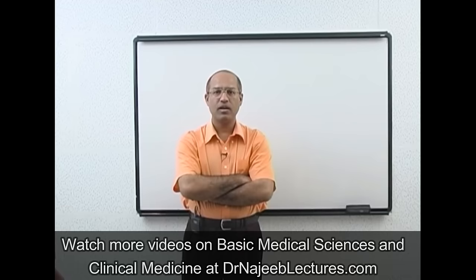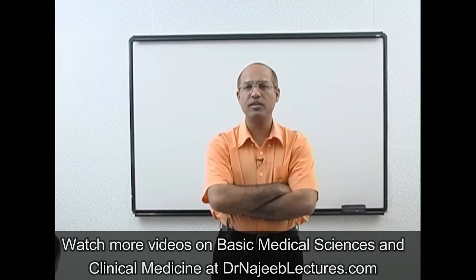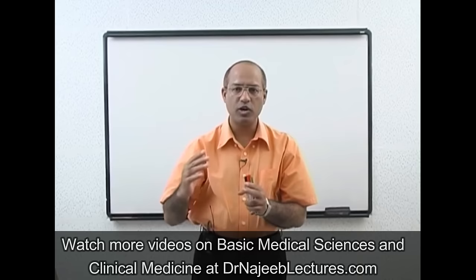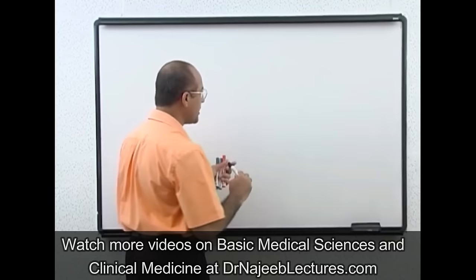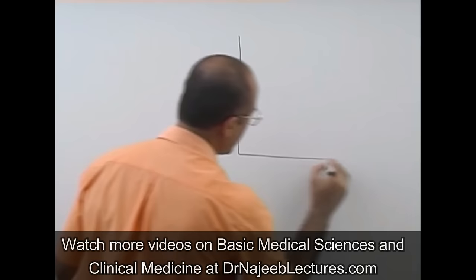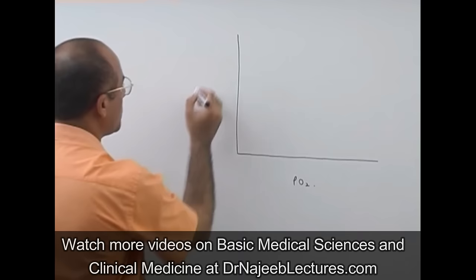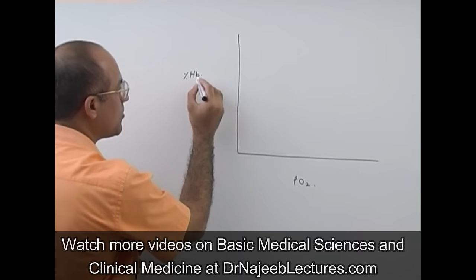Now I will explain in detail the hemoglobin oxygen saturation, or hemoglobin oxygen association-dissociation curve, properly. Let's suppose that here we put partial pressure of oxygen, and here we put percentage of hemoglobin which is oxygenated, that is, percentage hemoglobin saturation.